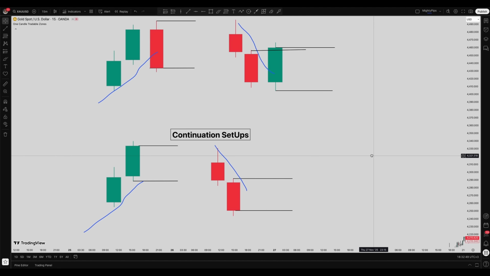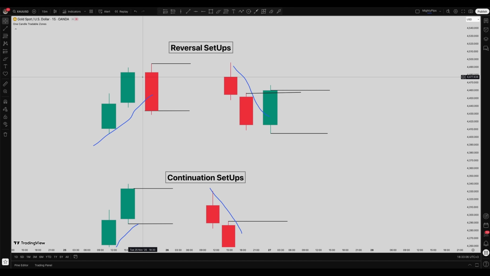These are continuation setups right here, where the consecutive candles that are printing are printing below the moving average. You continue to mark only bearish candles, and for the bullish side you mark only bullish candles. Then here, if the next candle breaks below the bullish candle's low, you look for reversal setups, and this is for a bullish breakout or reversal.